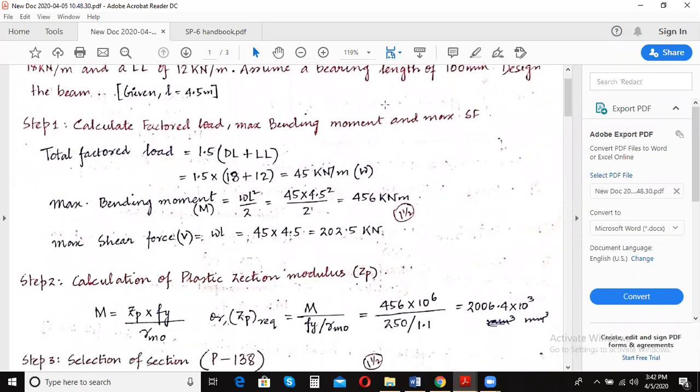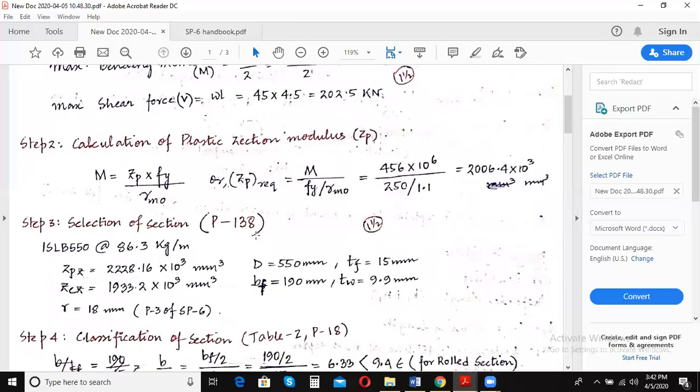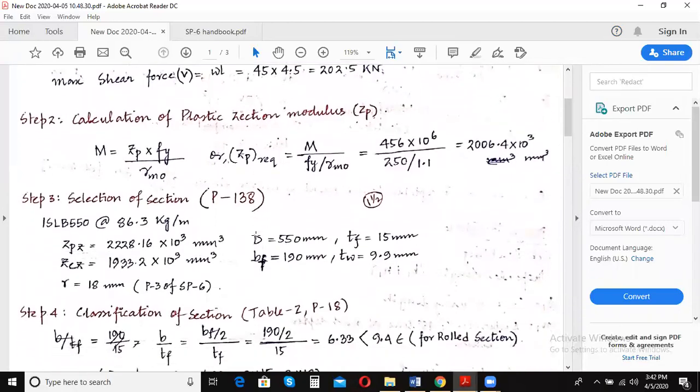So first we have to calculate the factored load, using the dead load and live load values which are given in the problem. And based on this factored load, we had to calculate the maximum bending moment and the maximum shear force values. Next, we were calculating the plastic section modulus required for our beam. We calculated it using the formula for the bending strength of a beam, which is already given in the code, and I have discussed it in detail in the previous video.